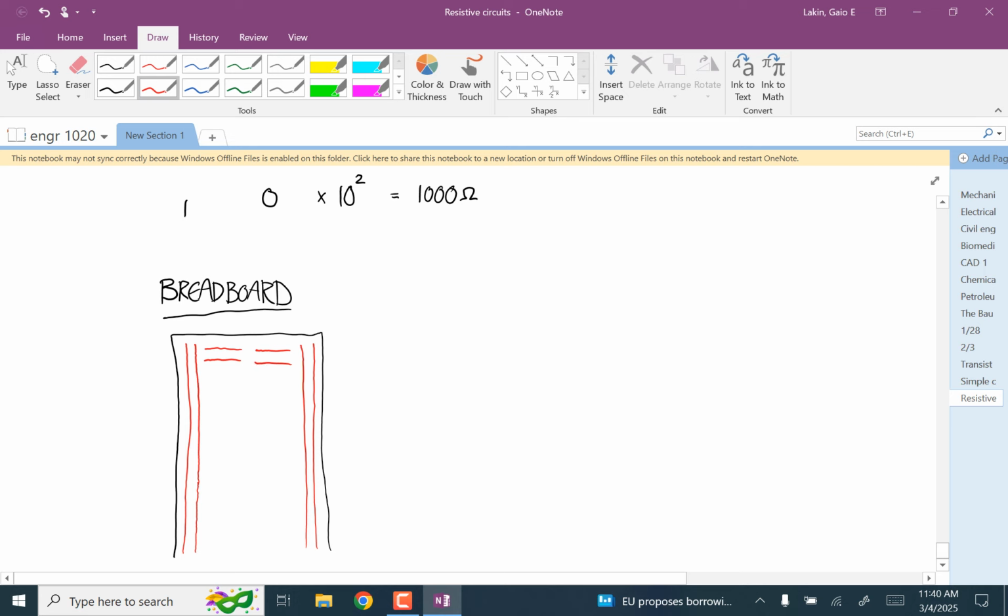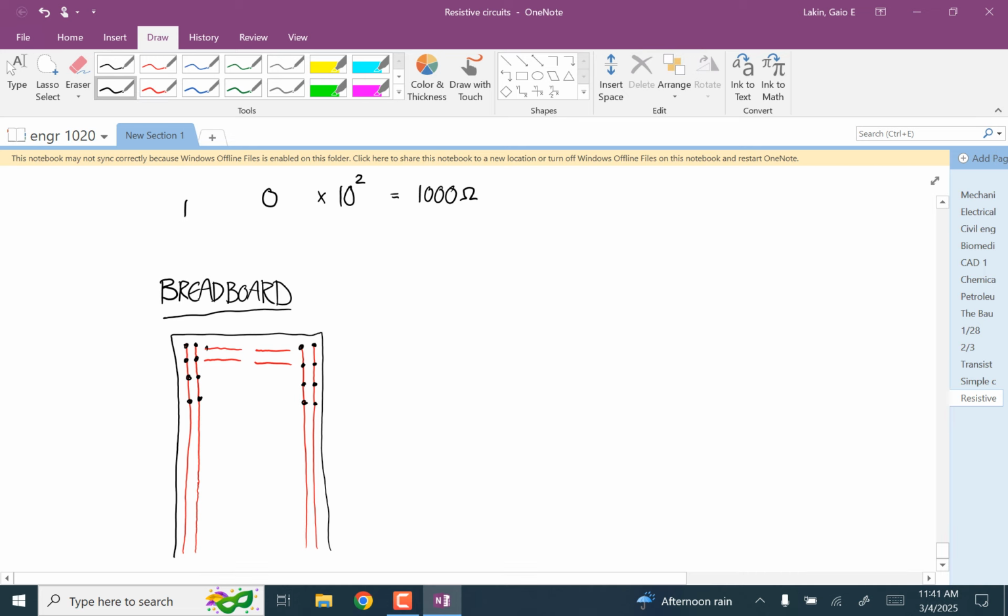I'm not going to draw all of these, but the way it works is you have holes to push wires into. And the red lines that I've drawn, all of those are connected to each other electrically. So if you connect one wire to this point and one wire to this point, it's like connecting those two wires to each other. Okay? And the same thing with the horizontal ones.